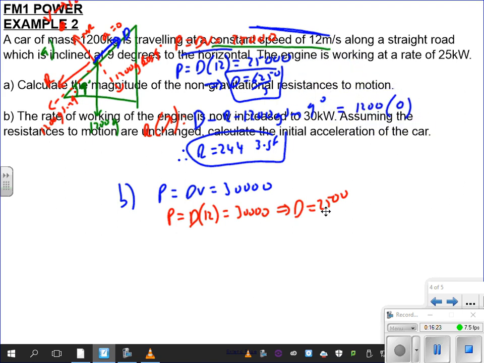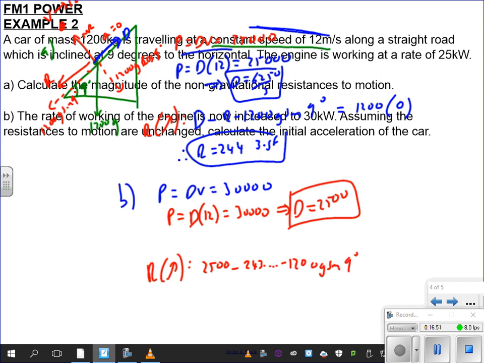So if D equals 2,500, I'm going to have to modify my diagram a bit, aren't I? Because now I have acceleration. So if I'm resolving up the slope, my driving force is 2,500. Take away my R, which I know is 243 point whatever, because I'm going to use the exact value. Take away 1,200 g sin 9 degrees is total mass 1,200 times A. And now I can find A.